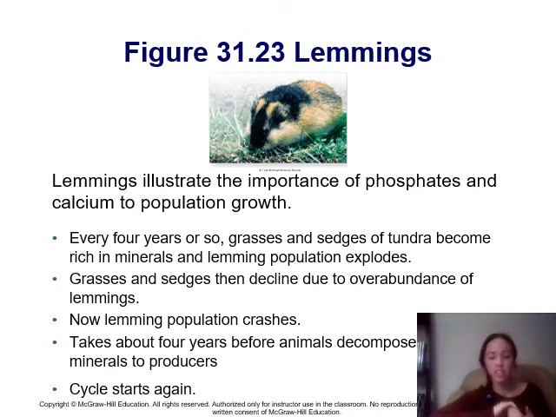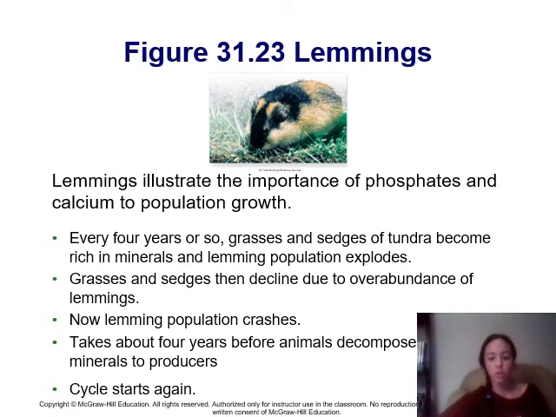So there's this strange phenomenon that happens about every 4 years that really demonstrates the importance of phosphates and calcium in an ecosystem. There is a group of animals called lemmings that will seemingly wander over a cliff into the ocean. And for a long time, scientists didn't know why.